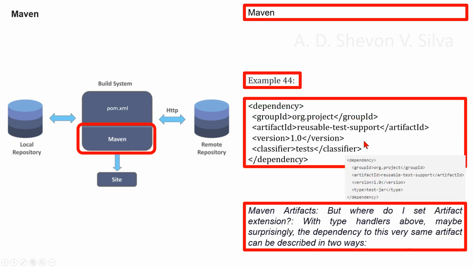Now we are considering where do I set artifact extension in Maven artifact with type handlers here above. Maybe surprisingly, the dependency to this very same artifact can be described in two ways. Maven POM, where you can declare your project, parent project, dependencies, plugin and other, maps those elements into artifact coordinates with some extra logic.